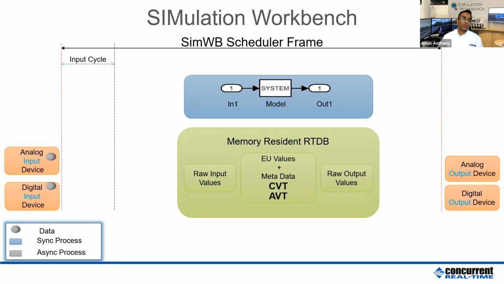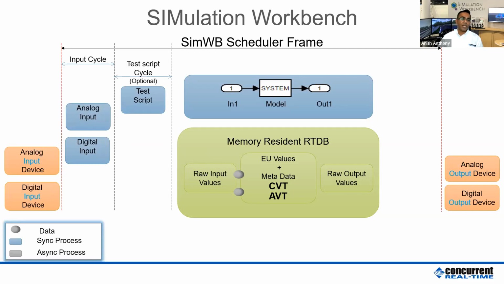The entire Simulation Workbench frame is broken up into 4 subcycles, the first of which is the input cycle. As the name suggests, during the input cycle we take the data from the outside world and throw it into the real-time database. There is an optional test script cycle. Basically, this is a way of manipulating what your model is seeing. So if your analog device is giving 3 volts, and I want to see how my Simulink model is going to react if it gets 20 volts, I can do that here.